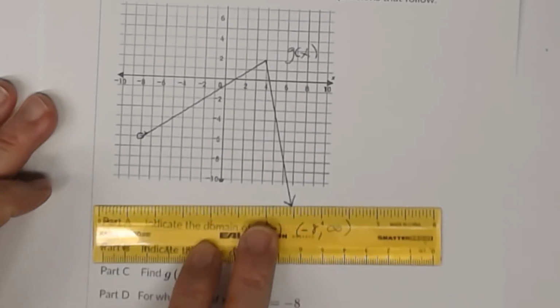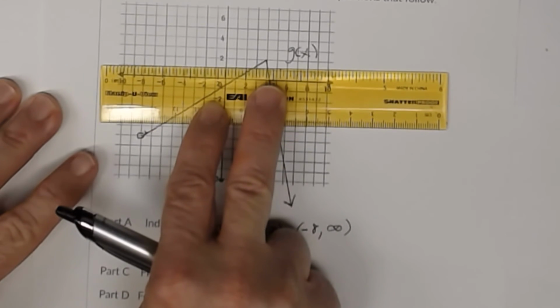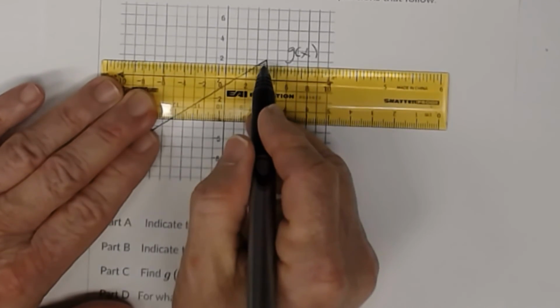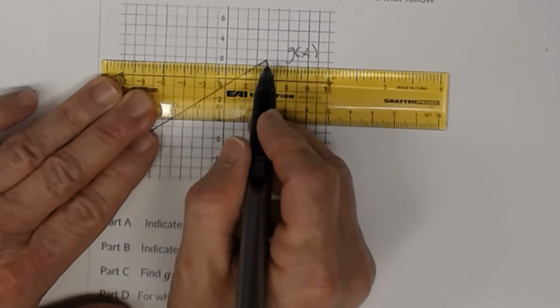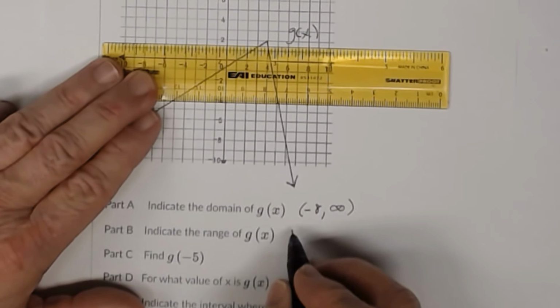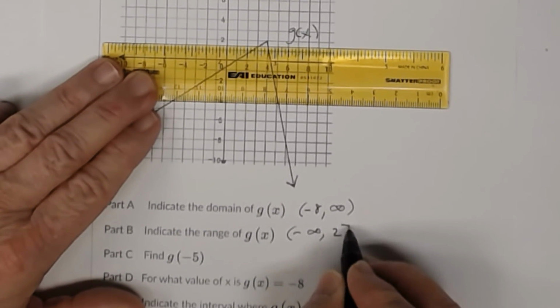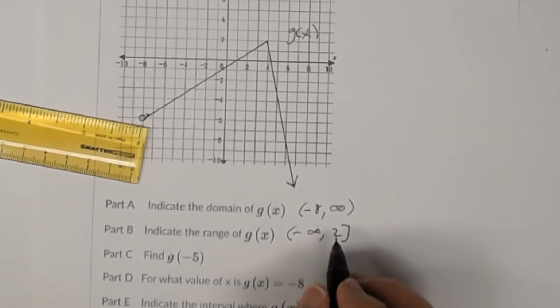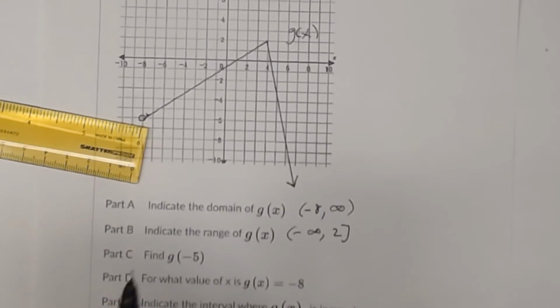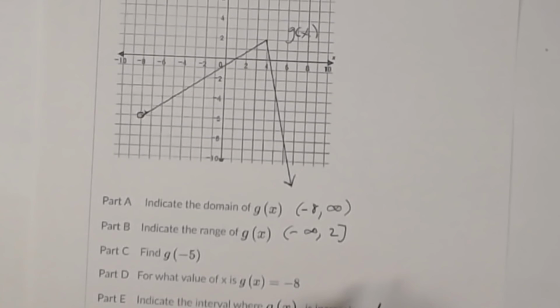So from negative infinity all the way, and this is where it stops, right? You can't go any further. Now that's a closed circle right here. That's closed. So that y value is 2. So you go from negative infinity to 2 with a bracket. Now it's a bracket because it's not an open circle. It's part of the graph. So that's closed. All right.